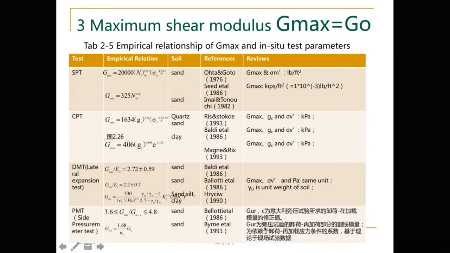GUR is the secant modulus of the unloading and reloading process in PMT. This value depends on the parameters of the unloading-reloading stress state, and is also based on the theoretical in situ test result.